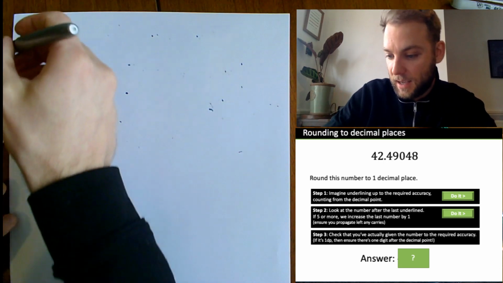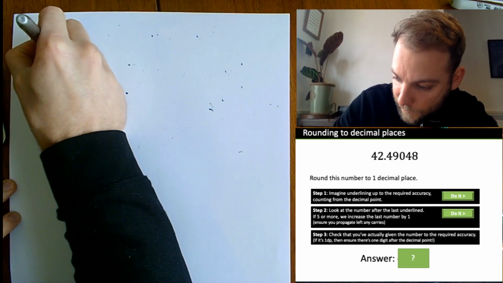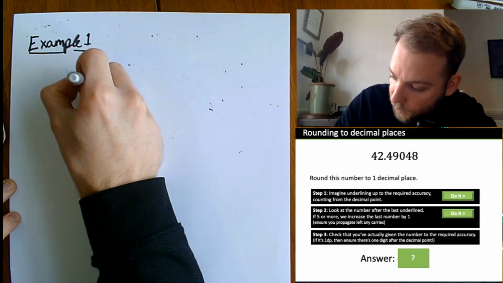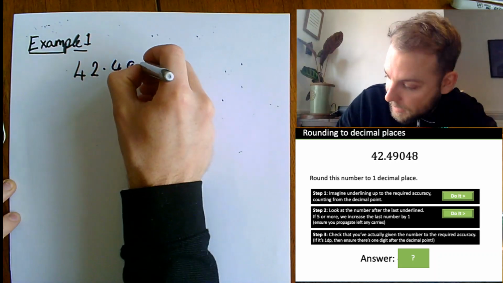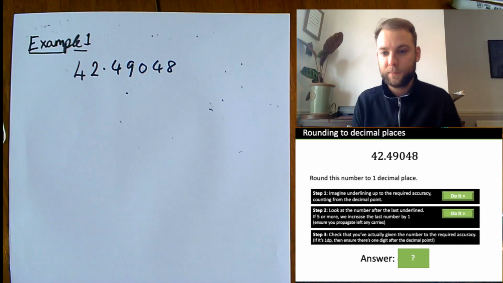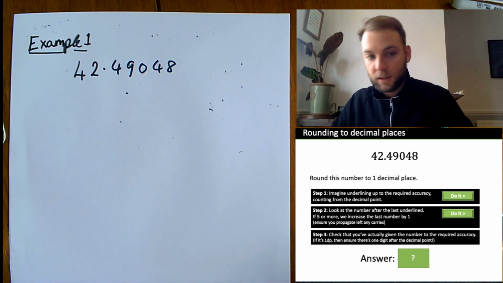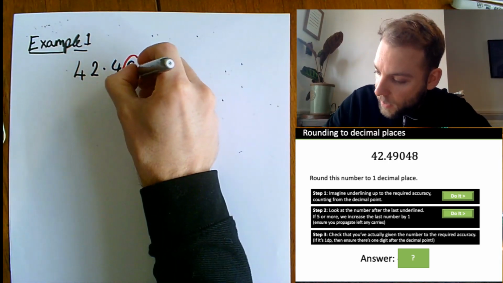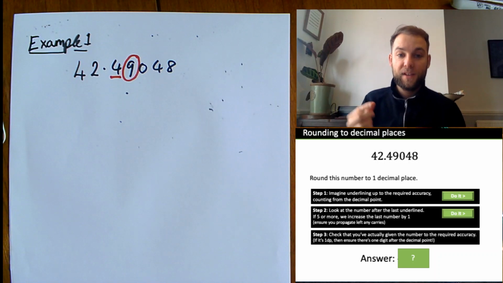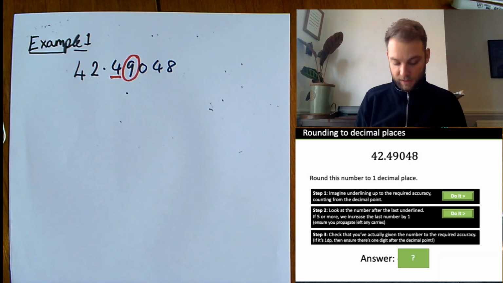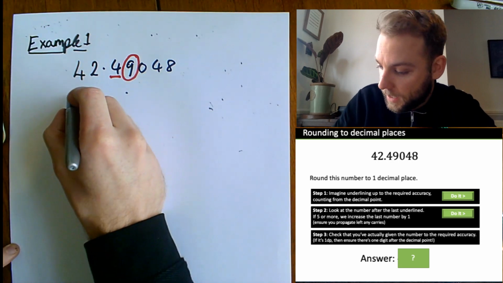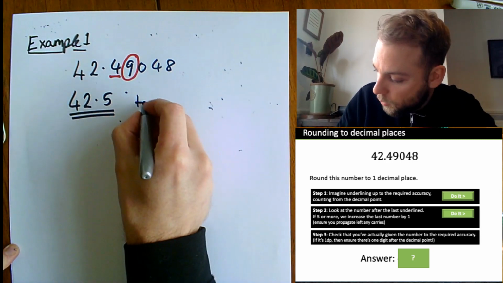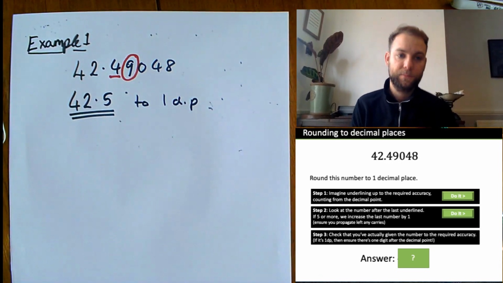So in this case here, let's write this one down as example 1. Example 1, here we've got 42.49048. So we're rounding to 1 decimal place. So I'm going to underline my first decimal place. So this is the one that I am looking at. If it's 5 or above, I round up. If it's 4 or below, I stay the same. So in this case, I'm staying the same. So it's going to be 42.5 to 1 decimal place. Perfect.